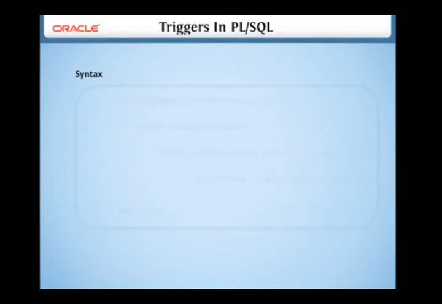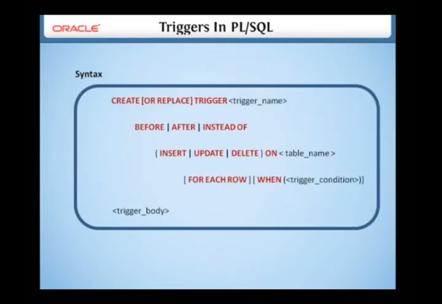Here is the syntax for creating a trigger. In this syntax, CREATE OR REPLACE TRIGGER is a keyword for writing a trigger. CREATE specifies the creation of a new trigger. REPLACE specifies that we are going to recreate a trigger which already exists. Trigger name specifies the name of the trigger.